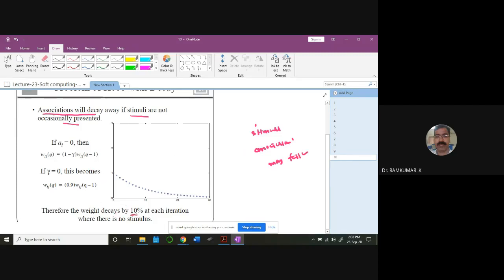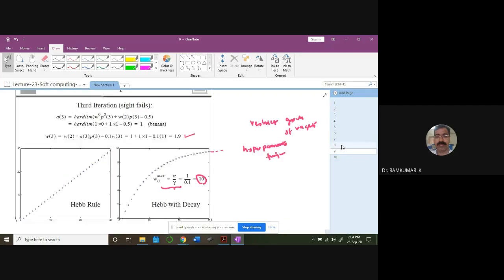The weight decays by around 10% at each iteration where there is no stimulus. So that's the problem here. When A is equal to 0, you are going to get this term. When you are not presenting the appropriate stimulus, but you are using a gamma factor, the weight will start decreasing. At some point of time, you may lose the association completely. So that's the problem. Are you getting the point, what I'm saying? You got it?